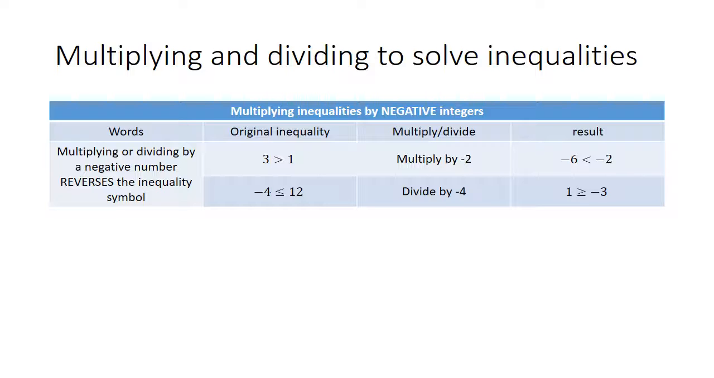Same thing by division. So if we have negative 4 is less than or equal to 12, which we know, if we divide both of these by negative 4, negative 4 divided by negative 4 is a 1. And 12 divided by negative 4 is negative 3. But we can see that 1 is greater than negative 3. So we have to flip the sign. When you're adding and subtracting, you do not flip the sign. When you're multiplying and dividing, you must flip your sign. You have to reverse it right here. You have to reverse it.